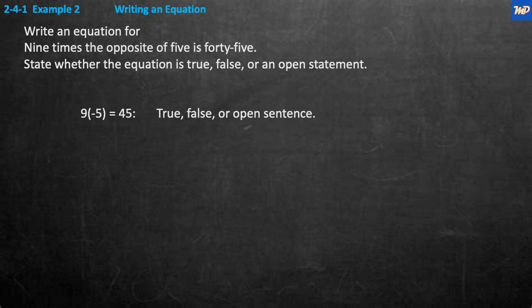Well, let's look at it. So we have here 9 times the opposite of 5. Because remember, opposites, when you add them together, equal 0. 5 plus negative 5. The opposite of 5 is 0. But this is just the negative 5. It's the opposite of 5.